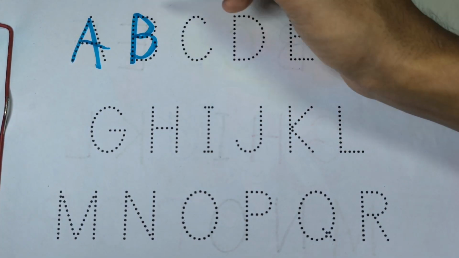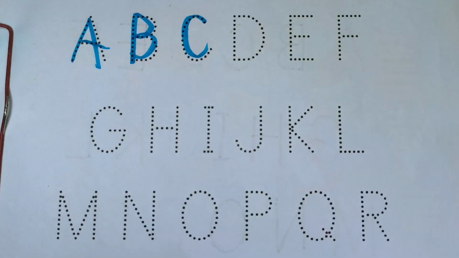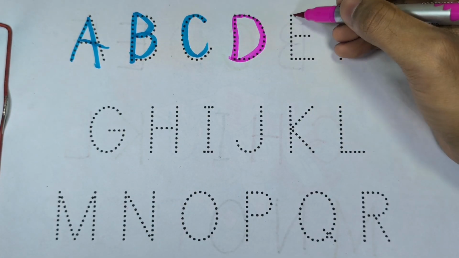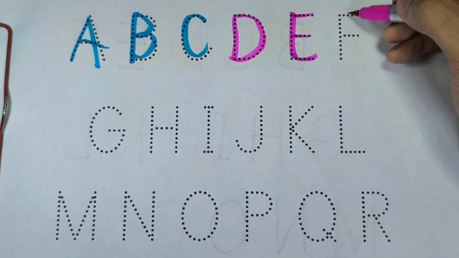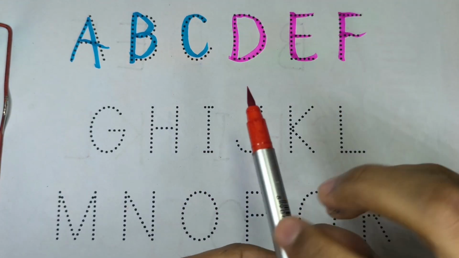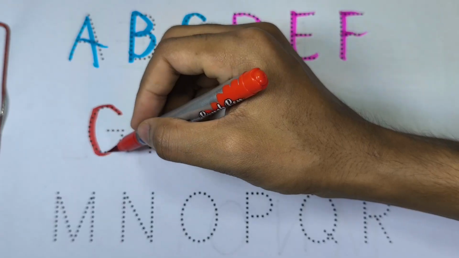A for apple, A for ant, B for ball, C for cow, C for cat. Now we're using the color of dark pink color. D for dog, D for doll, E for egg, E for elephant, F for fish, F for fan. Stay with us. The next one is G. Red color. Wow, so many colors.